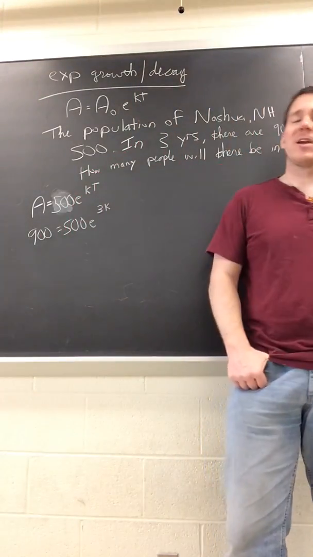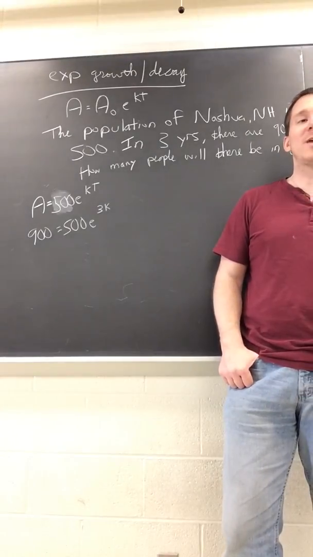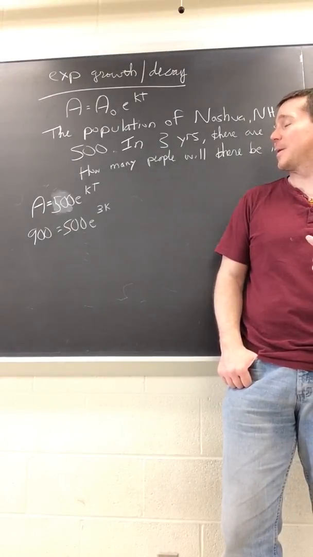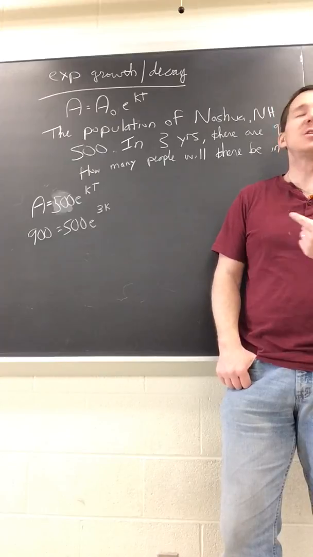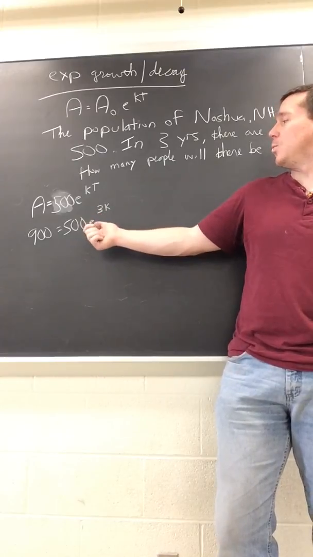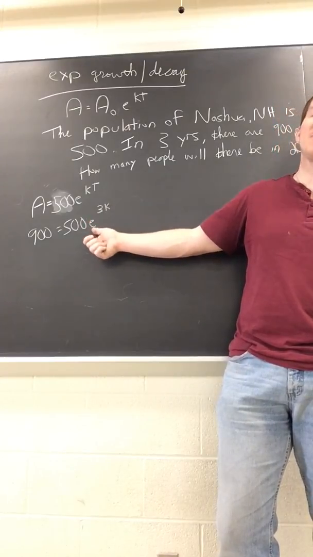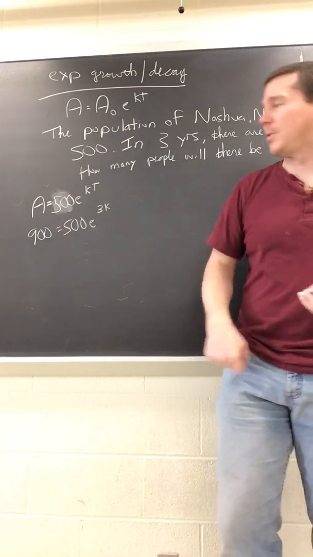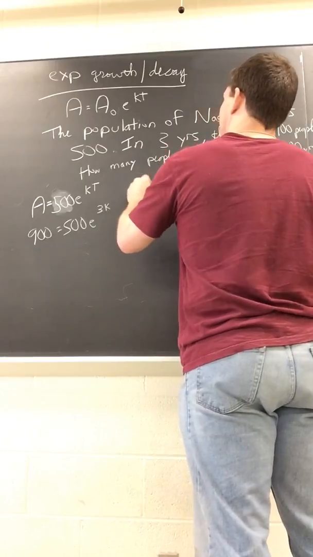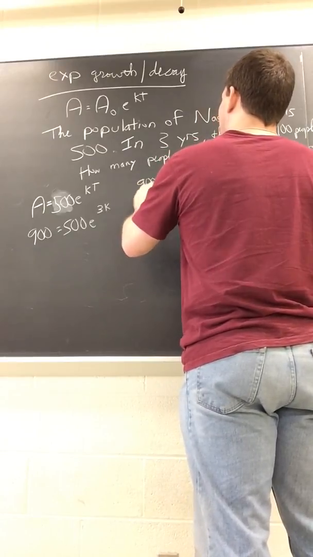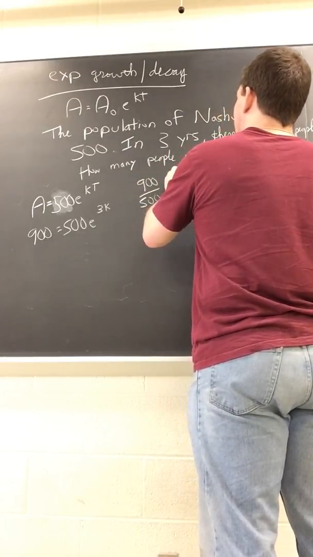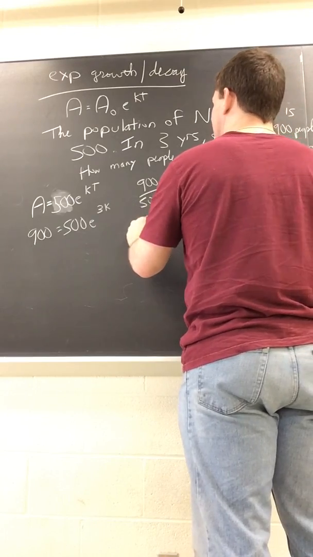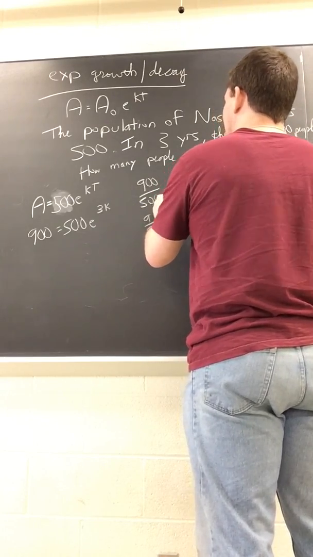And there is an algebraic trick for this. We used it when we solved regular exponential and logarithmic problems. And we use it a lot with applications. We want to solve for the k, which is the power of the exponential, so we have to isolate it. So get rid of the 500, divide it on both sides. We get 900 over 500 equals e to the 3k, which we can just reduce to 9 over 5 equals e to the 3k.